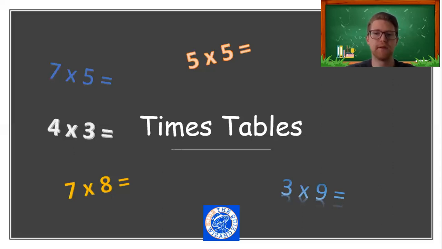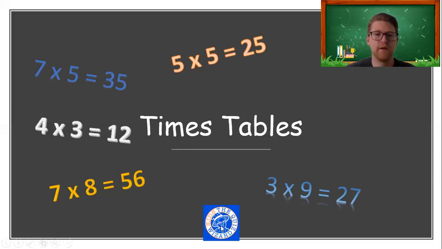And finally, 3 times 9 is... Okay, let's have a quick look at the answers to these then. If you remember last week, I said 7 8s are 56. You can reorder the numbers so they go in the correct order: 56 equals 7 times 8.